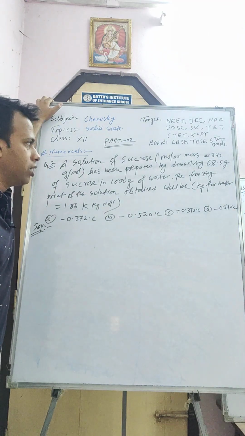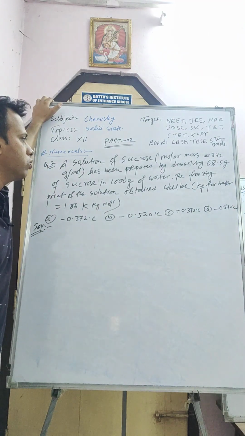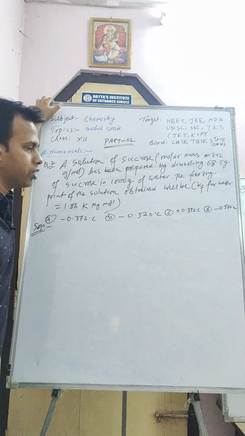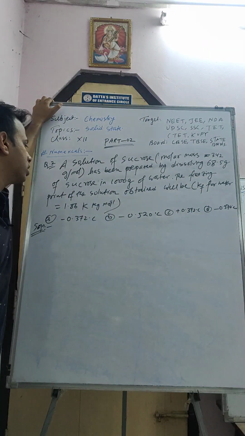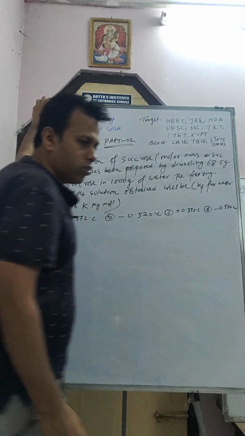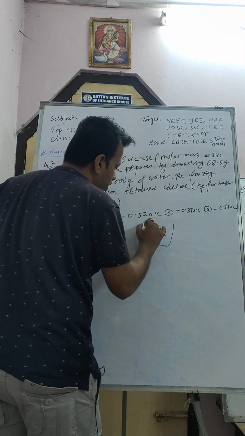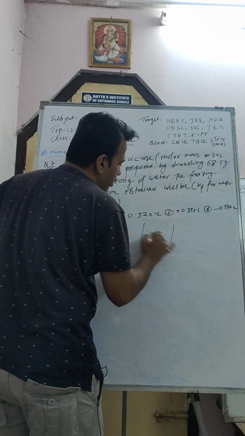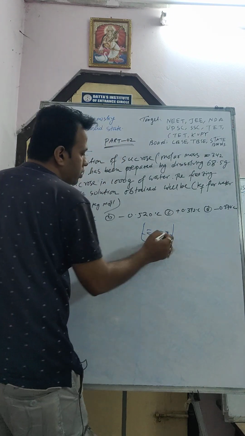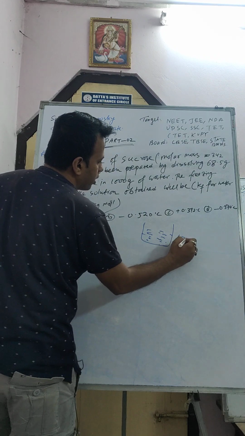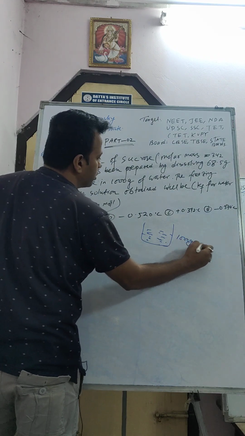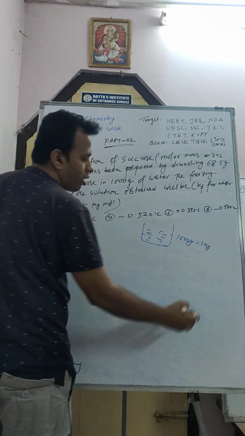Sucrose and water. The freezing point of the solution obtained will be what? We have to find out the freezing point. Kf for the water is this one. Now look here, suppose this is one container and we have to make a mixture of 1000 gram, that is 1 kg, of water.